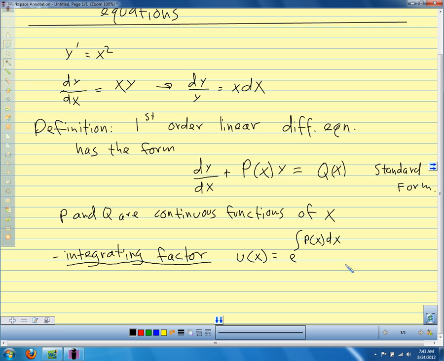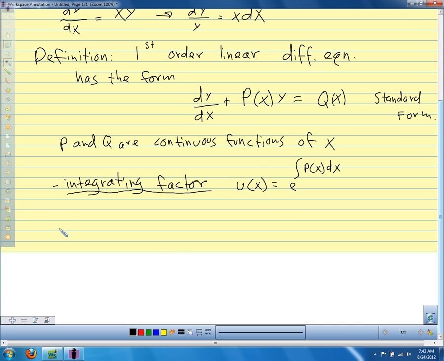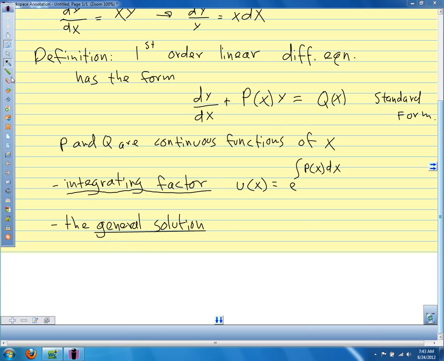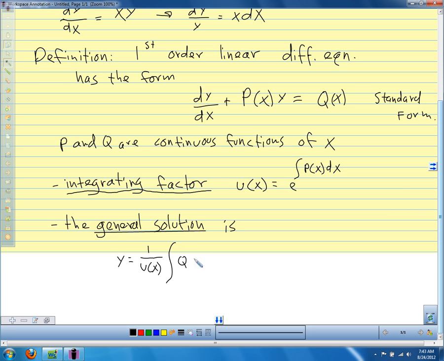We find this integrating factor, and then once we find our integrating factor, our general solution takes the form y equals 1 over u of x times the integral of q of x times u of x dx. So this is our solution.